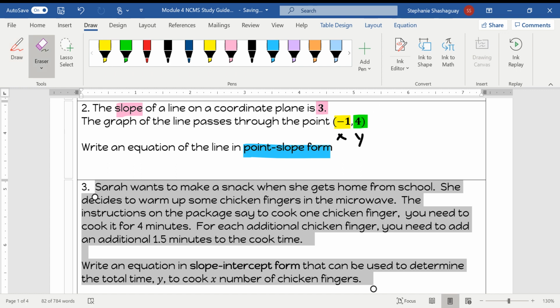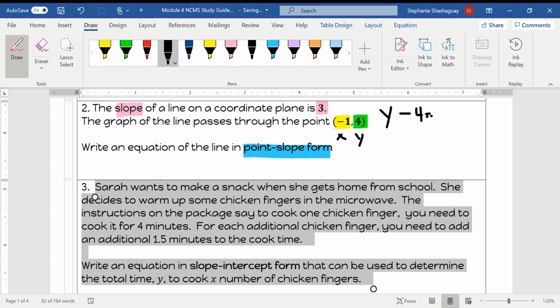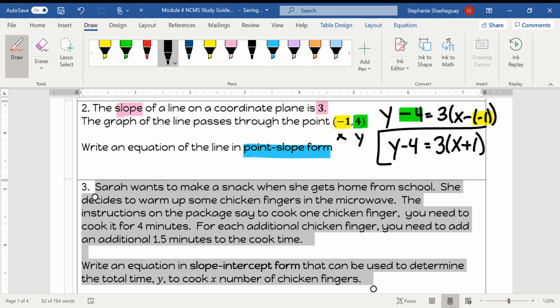So I'm going to, again, use my point-slope form. Oops, chose the wrong one, sorry. Y minus my y1, which is 4, is equal to my slope of 3 times x minus -1. Now, because of this double negative, again, I'm going to have the same issue that I did before, and I have to simplify it. So y minus 4 can stay the same, but 3 times x plus 1 is how you would see the answer written on the test or in a multiple choice format.